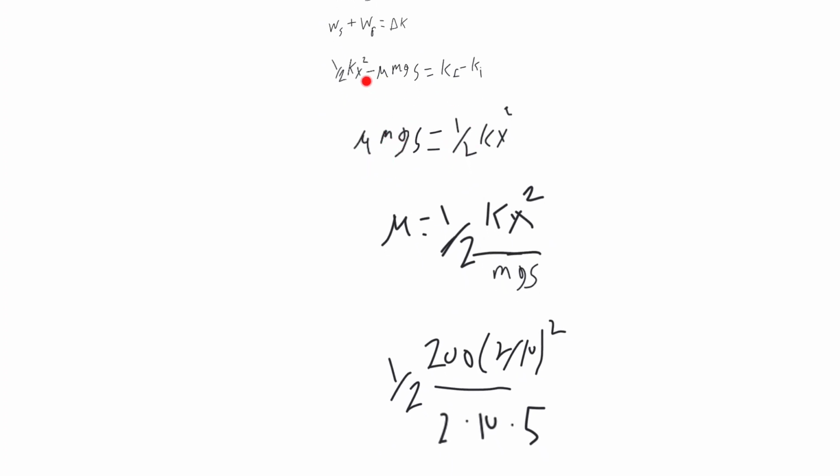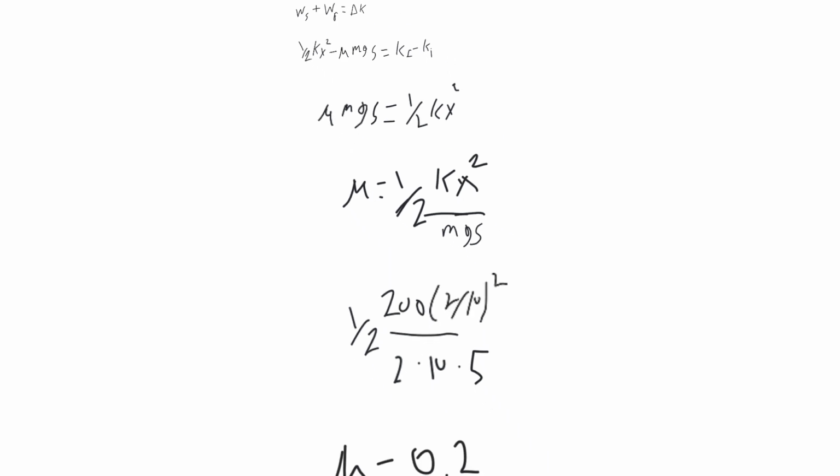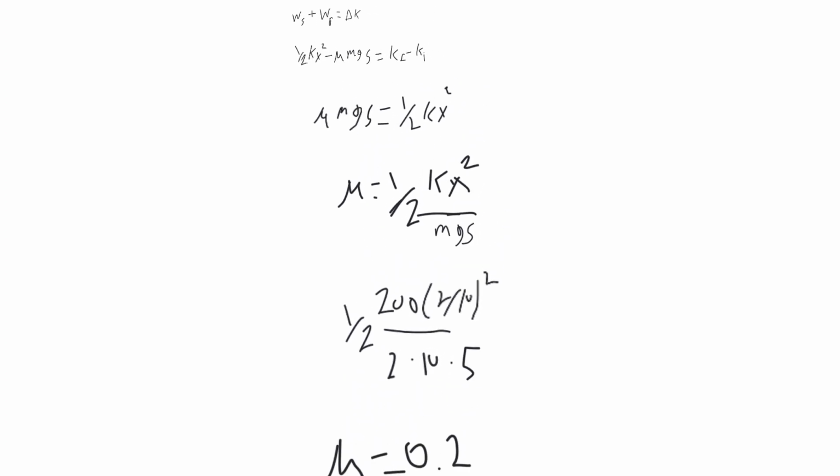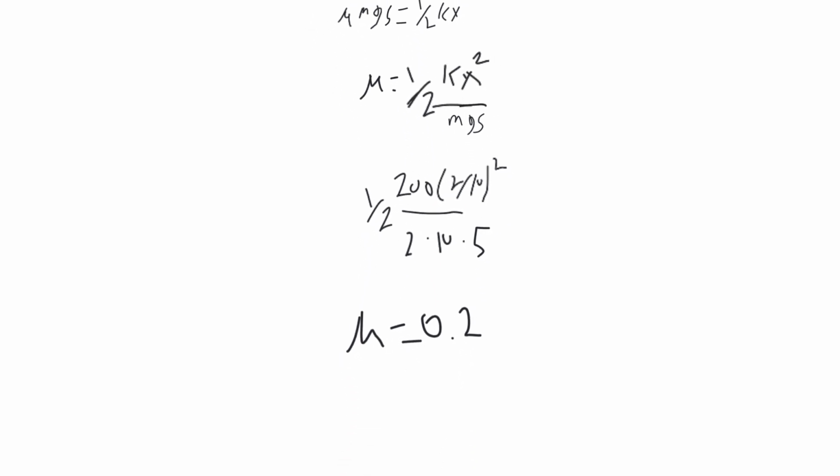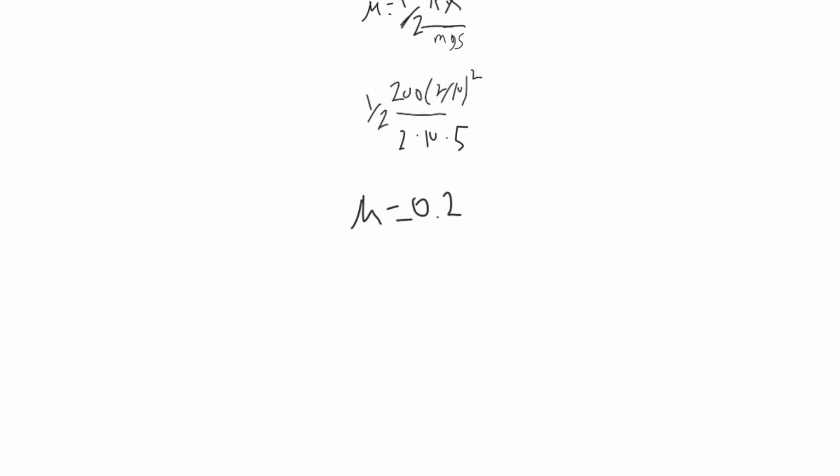And then after we set that equal to 0, we start basically solving for mu, right? You move this to the other side, this one right here, move it to the other side, and you start solving for mu, and you end up getting that mu is equal to half of kx squared over mgs, right? And you plug in the numbers that they give you, the 200 over the 2 and of course the g times the 5, and you should get around 0.2. Mu is equal to around 0.2.